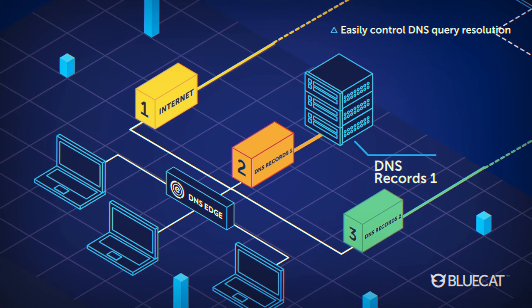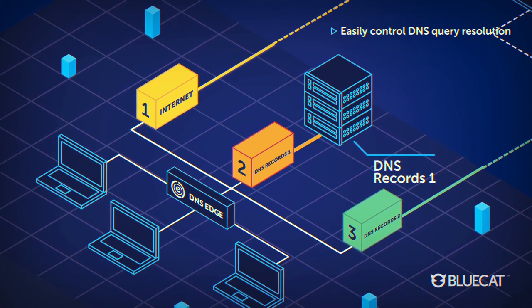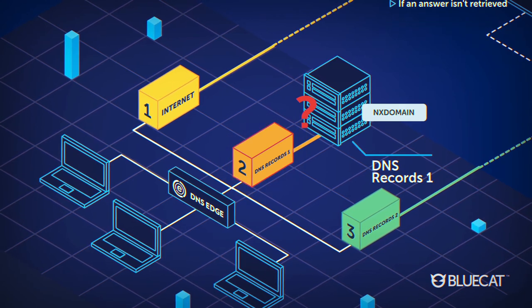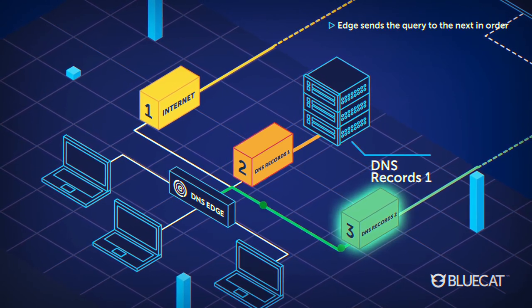Simply add up to 3 namespaces and set conditions to direct queries. If one answer isn't retrieved, Edge sends the query to the next namespace in the priority order.